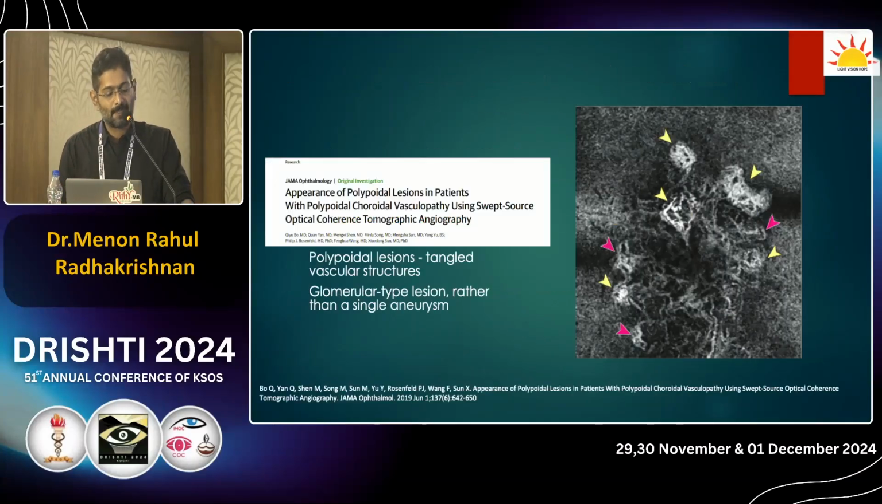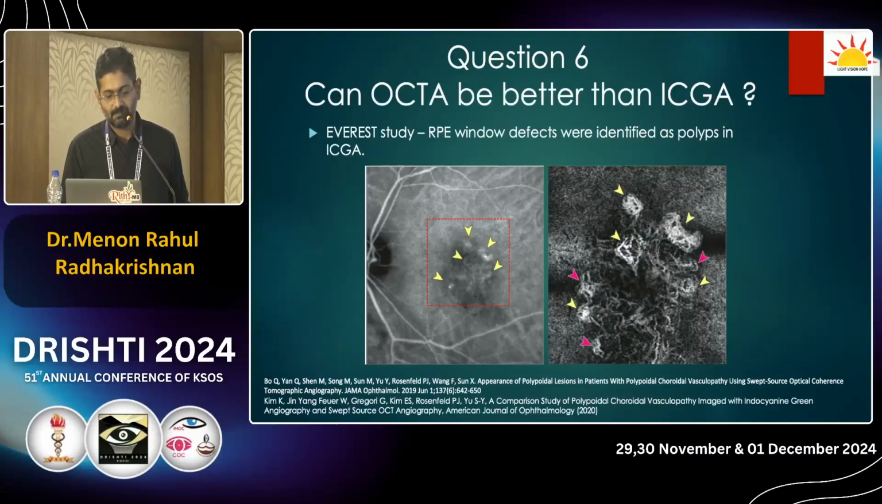Now, this study from a Chinese group found that these polypoidal lesions are not actually polyps, but tangled vascular structures. You can actually see them as a glomerular type region rather than a single aneurysm. So this is something new that we got to know from OCTA.